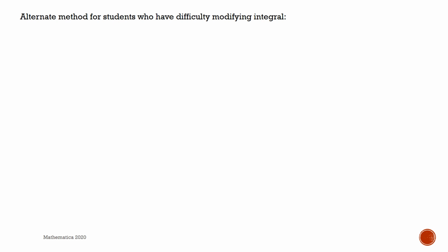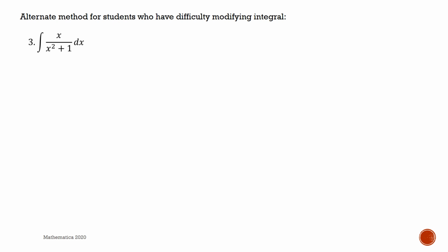So let's say you have a very difficult time modifying the integral. In other words, you always had difficulty trying to figure out what needs to be added to change the look of it. So we're going to look at an alternate method for students who have difficulty modifying the integral. We're going to use the idea of the substitution method that we've done in previous videos. So let's take a look.